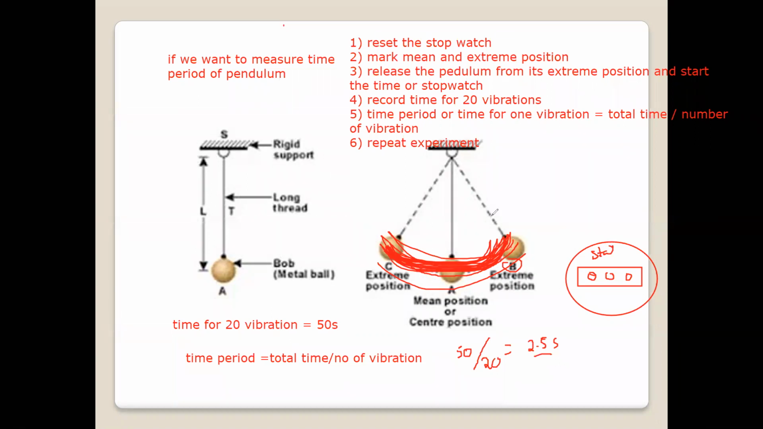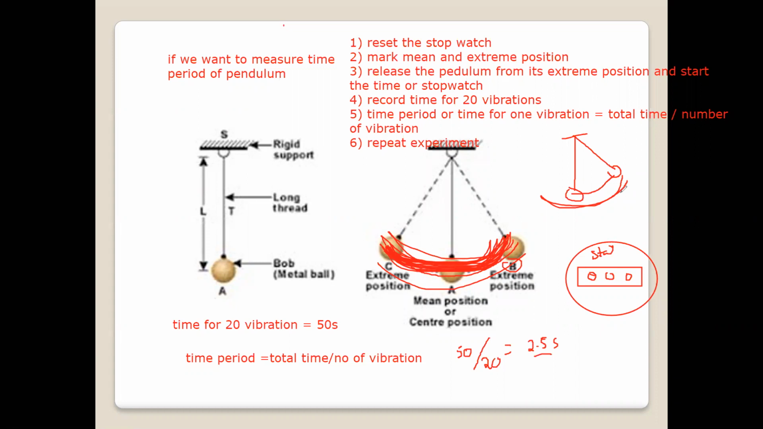So it's just like this: the pendulum is at the mean position, we take the pendulum to its extreme position and we do not push it. We just release it. When it goes and comes back, that's called one vibration. Otherwise the time period might change. These are the sources of error.